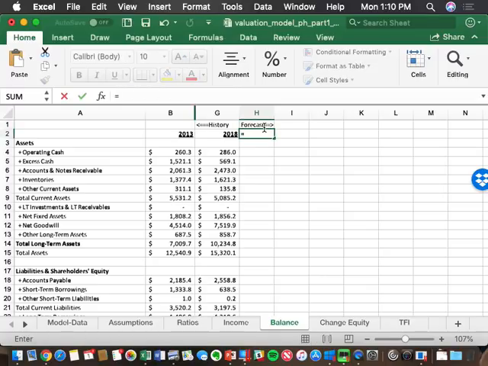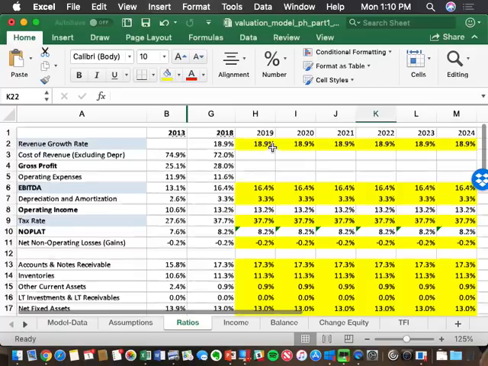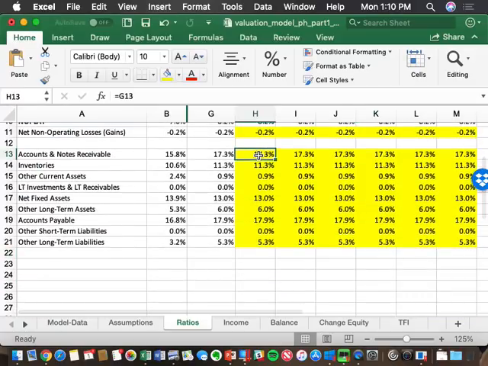First year, H2 equals G2 plus 1. And now we're going to start forecasting out the balance sheet. So again, every one of these ratios is a percentage of sales. So we'll start out with accounts and notes receivable for 2019, which is H13.